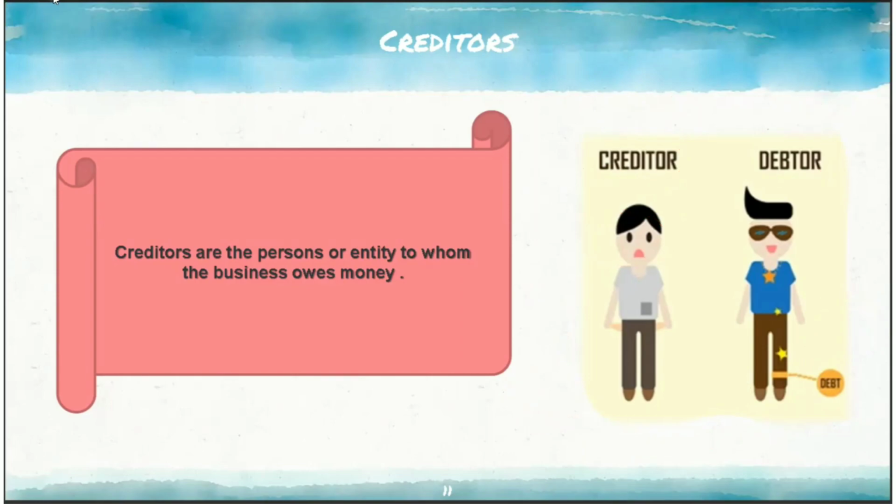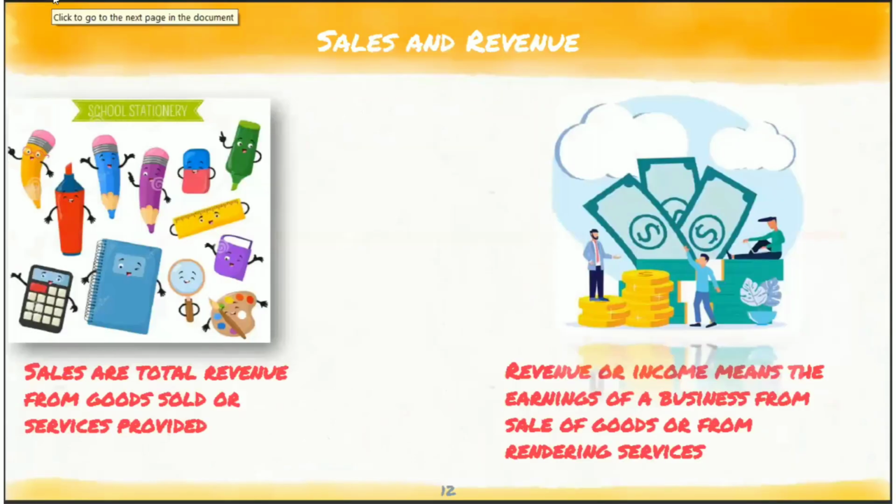Next concept, sales and revenue. Now here, sales and revenue. First, let's understand the meaning of revenue. Sales or income means the earnings of the business from sale of goods or from rendering services. For example, this person is selling goods and he is earning some kind of income. Let's assume a stationery store is selling stationery items and they are earning some kind of income. That income we call a revenue.